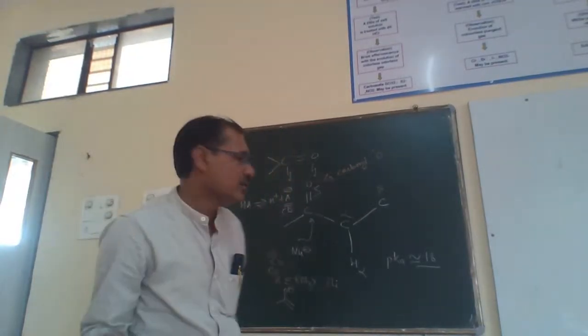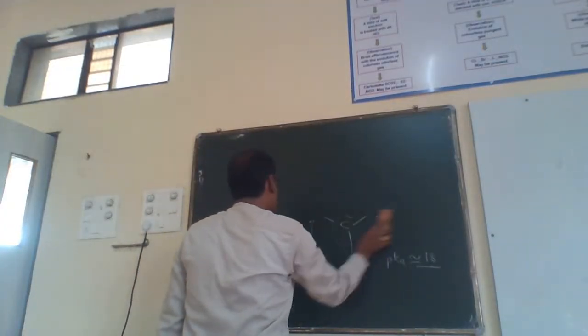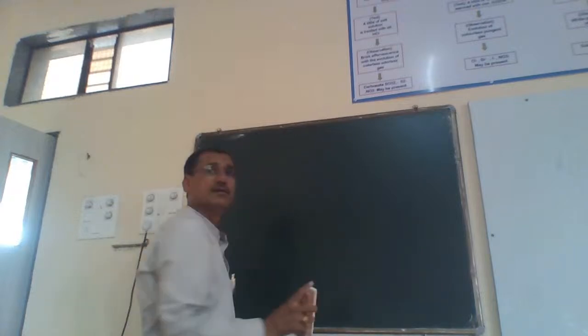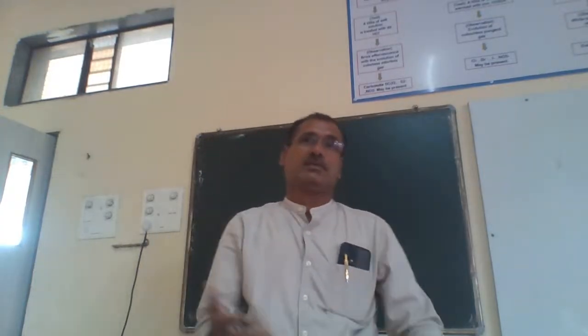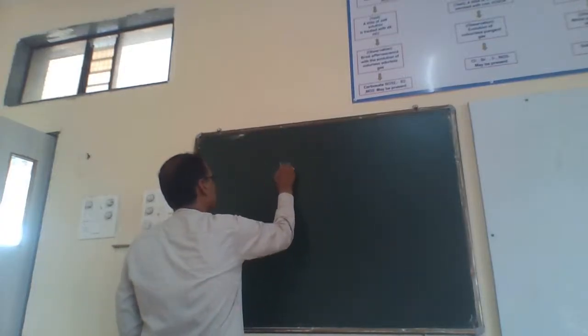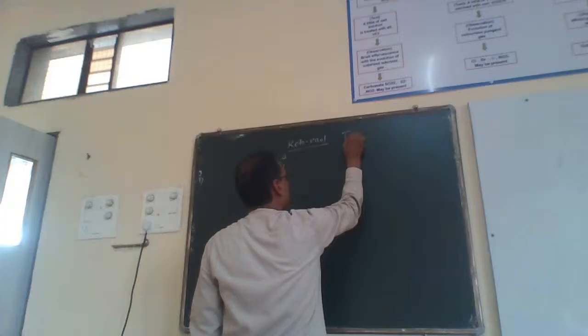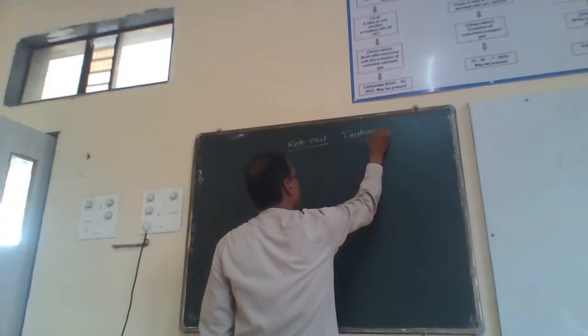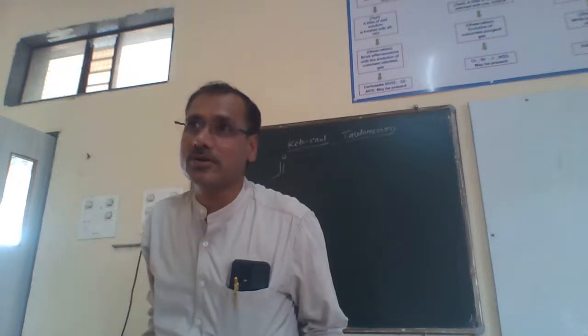The second part is what? Your alpha hydrogens in the carbonyl compound are rendered acidic, and as they are rendered acidic, what will happen? They can be converted into enolate. So this inherent reactivity will be shown by the carbonyl compound. Now let us understand what is referred to as keto-enol tautomerism. Keto-enol tautomerism is one aspect of prototropy.